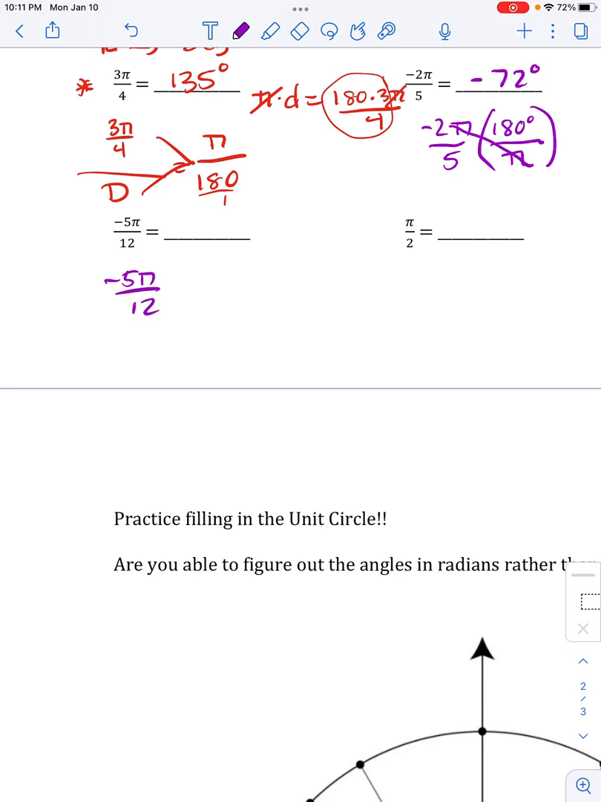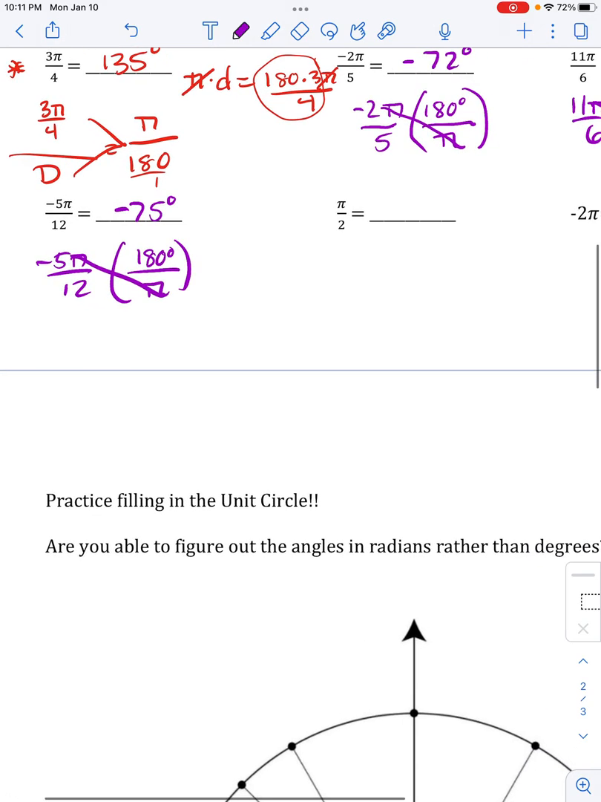I have radians, pi on the bottom, 180 on the top, pi's cancel. Calculator time, negative 5 times 180 divided by 12. That gets me a negative 75 degrees. And it is degrees, so you want to label it as such.